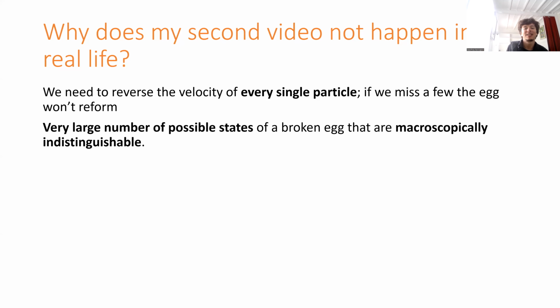And the reason for this is that there's some very large number of possible states that basically look like a broken egg splattering apart, right? There's all the different little bits of egg. They're all doing different things. And from our point of view, they all look what we call macroscopically indistinguishable. They all just look like a splattering egg. But really they're different states of the egg.